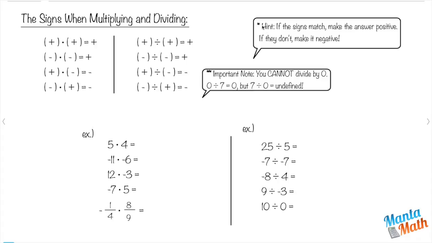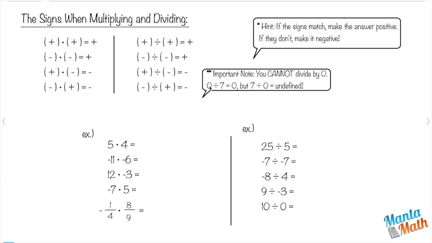And if you look to the right, it has a hint. If the signs match, positive, positive, or negative, negative, make the answer positive. If they don't, if it's a positive, negative mix, then make the answer negative. It's something to just keep in mind. It's very handy. Another important note, you cannot divide by 0.